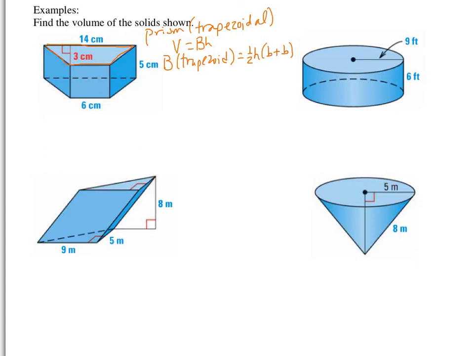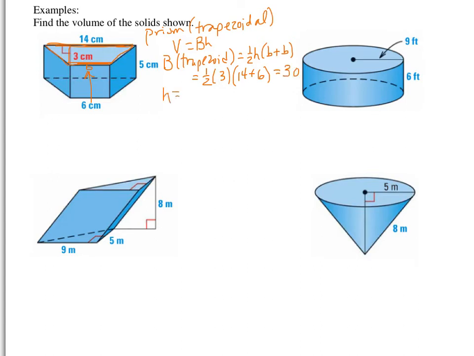So when I plug those numbers in, my height of my trapezoid is 3. So it's not of the whole figure, it's just of the base. My two bases, so my two parallel sides in my base, is my 14 and the 6 that's down here. So 14 plus 6 is 20, times 3 is 60, divided by 2, I end up with a 30 for the area of my base.